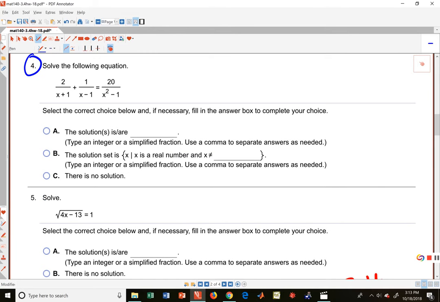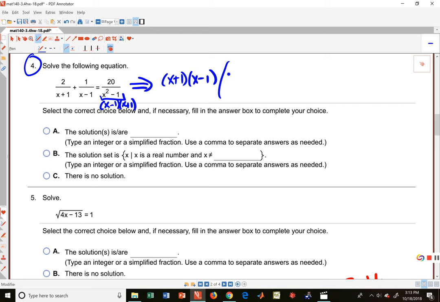The strategy is we want to get rid of these denominators. These denominators are in the way, so we turn it into a more normal quadratic-looking equation. What we can do is multiply by the least common denominator. The least common denominator is actually x plus 1 times x minus 1. This factors into x minus 1, x plus 1. This is going to get rid of everything.